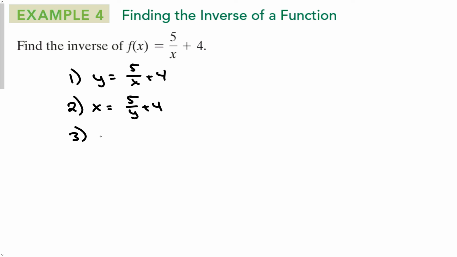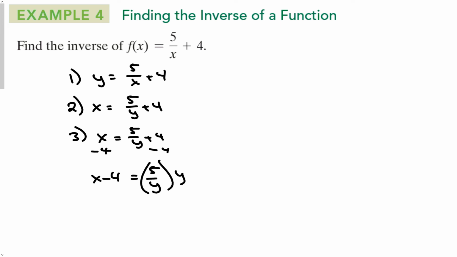So to solve this, y plus 4, I'm going to subtract 4 from both sides. And I get x minus 4 is equal to 5 over y. And now from here, I want to get y by itself, but the most efficient way to do that is to get it into the numerator. So I'm going to multiply both sides of this equation by y. And when I do that, I get y times x minus 4 is equal to 5.